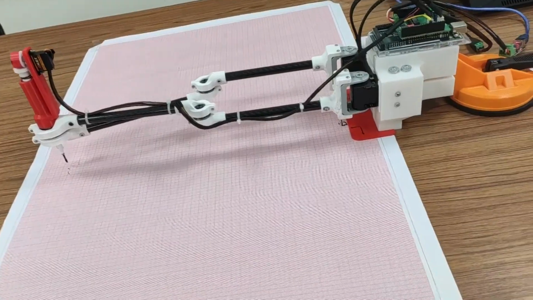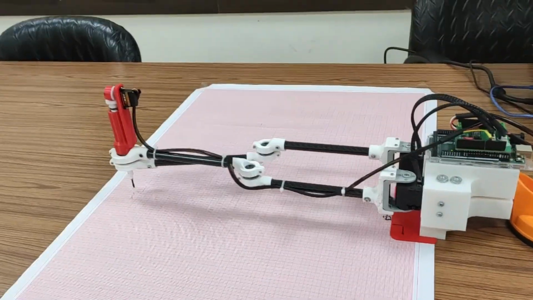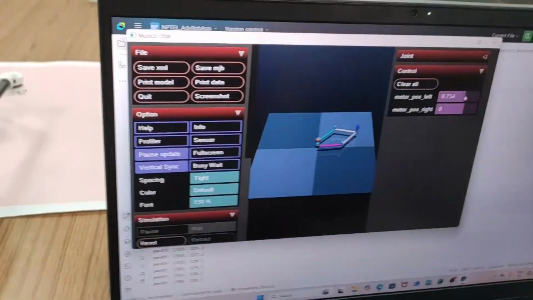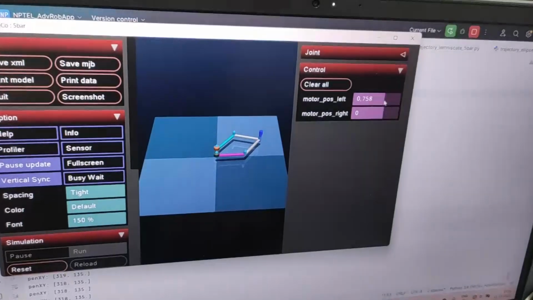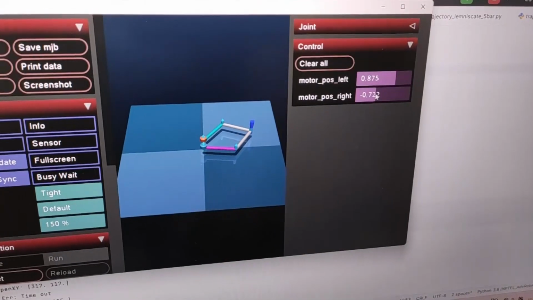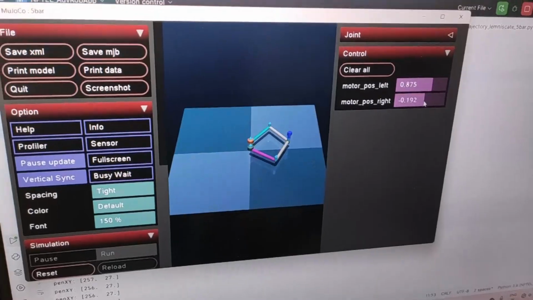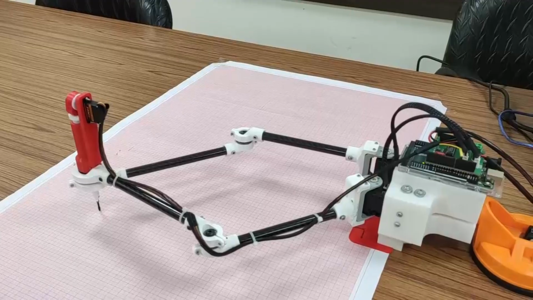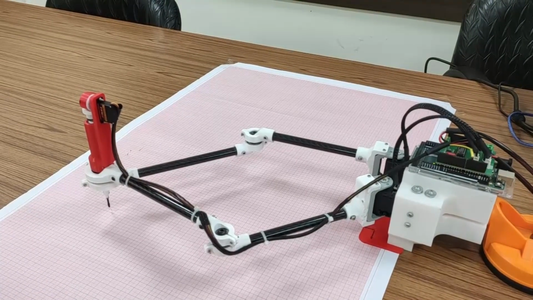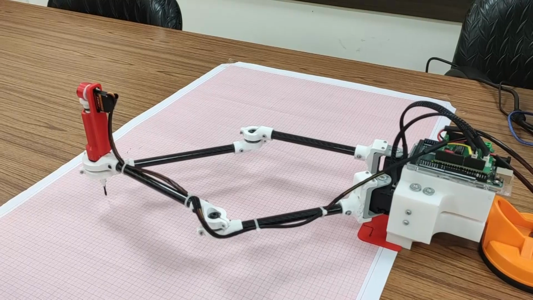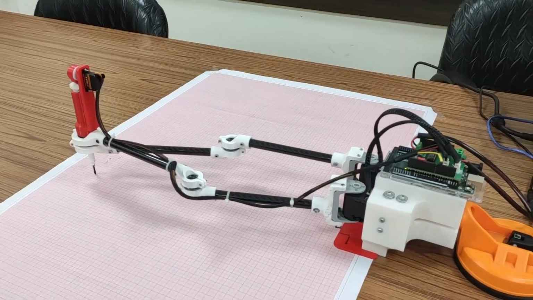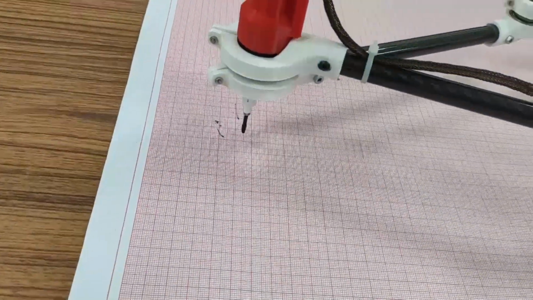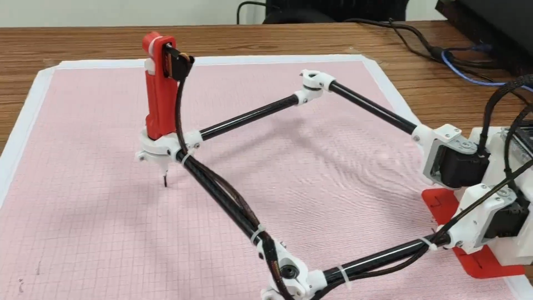So we are running the experiment now, and for different angles, we will enter different angles here. You can see that the angles in the simulator are changing, and when the angle in the simulator changes, you can see that this is also moving to different positions. That is one position which it has marked. As we keep changing the angles, it will move to different positions, and the pen comes down and marks the corresponding point.